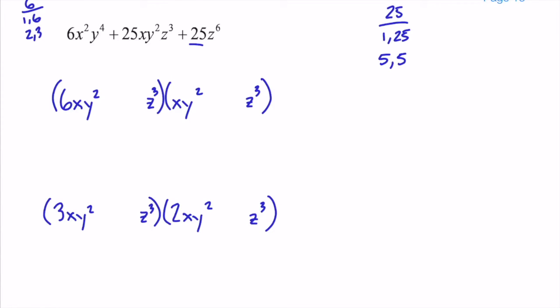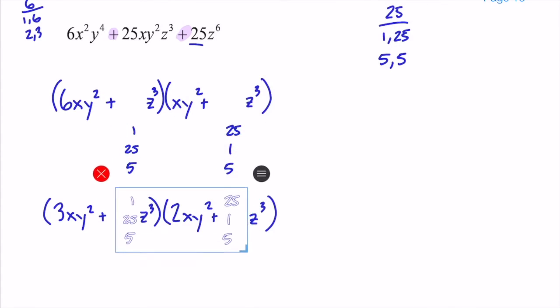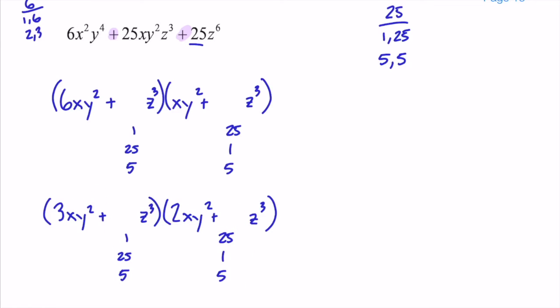Okay, so now the combinations that I have to consider. Well, I need to multiply to make a positive 25 and add to make a positive. So I know that every single one of the combinations I should consider is positive. So I can have 1 and 25, 25 and 1, or 5 and 5. And I don't have to flip the 5 and the 5 because it's the same result either way. So these are the 6 combinations that I have to consider.